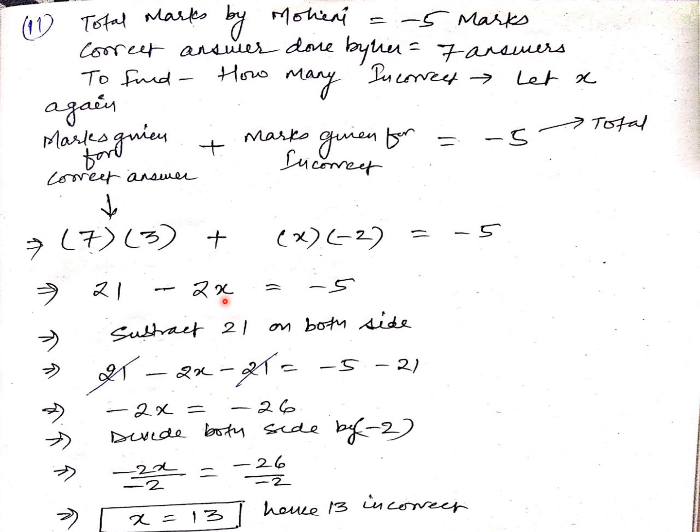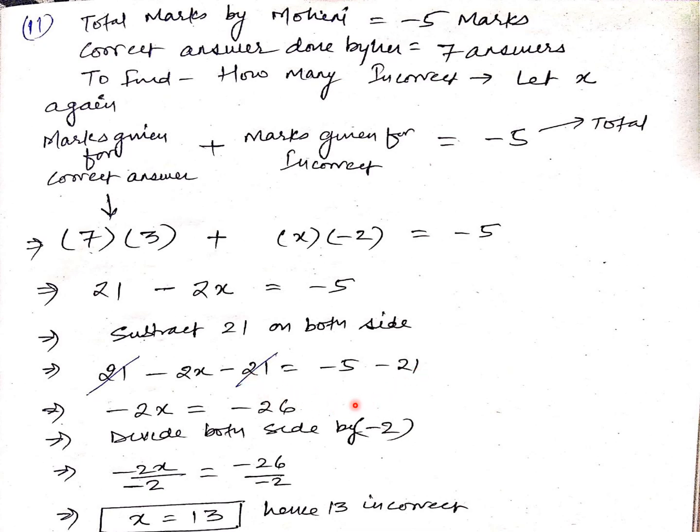For that, we will have to make x alone on this side. To make it alone, first I will try to remove this 21 and then the minus 2. To remove this 21, I know if I do minus 21 on both sides, then this will be removed. Hence I have done subtract 21 on both sides. So we have got 21 minus 2x minus 21, and minus 5 minus 21. These two we did from our side.